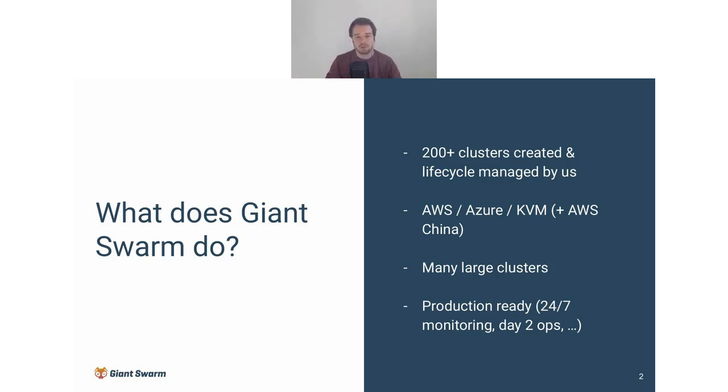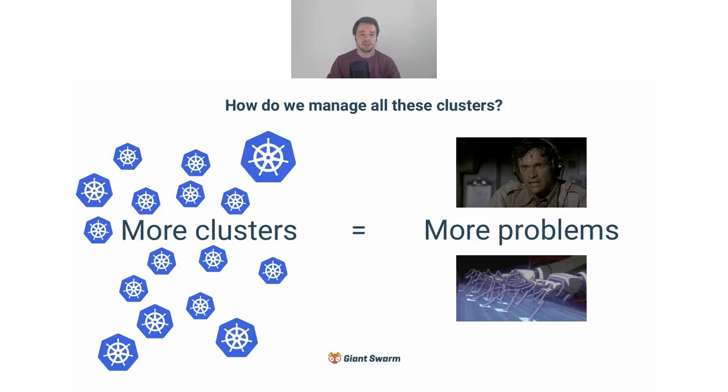And of these 200 clusters, we manage a lot of large clusters. So production-ready clusters, for example, for customers like Adidas or Vodafone, where we manage clusters which have hundreds of nodes and have real productive usage and are business critical for our customers. So with that comes obviously a sense of responsibility and urgency, especially in the realm of 24/7 monitoring and day two operations. But our main focus is still the cluster management itself, and then the day two operations and managed applications on top of it.